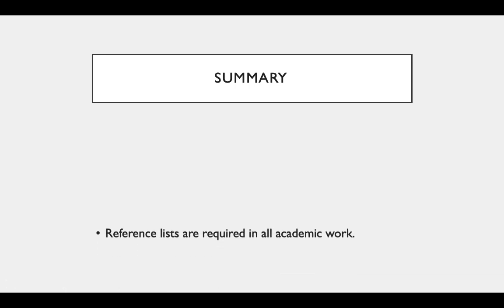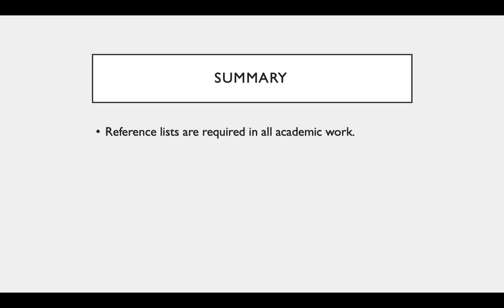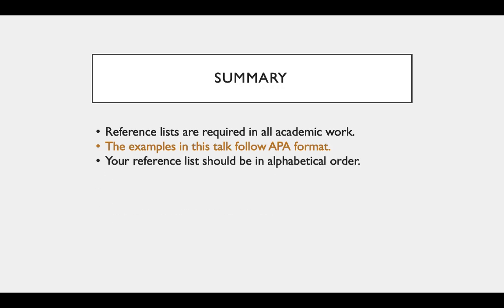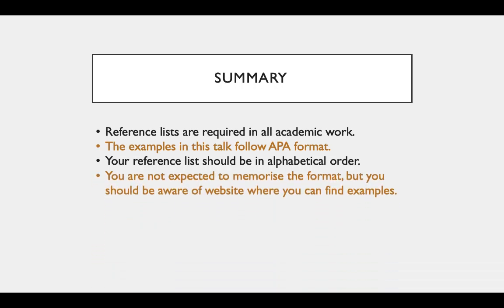Okay, so in summary, reference lists are required in all academic work. The examples in this talk follow the APA format, and it's the 6th edition format. Your reference list should be in alphabetical order, and you are not expected, remember, you're not expected to memorize the format, but you should be aware of websites where you can find examples.